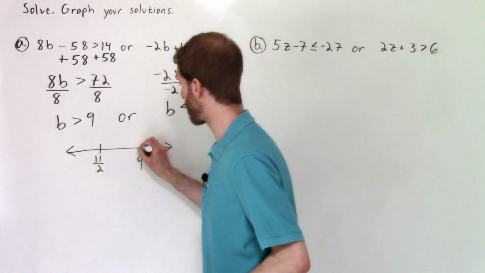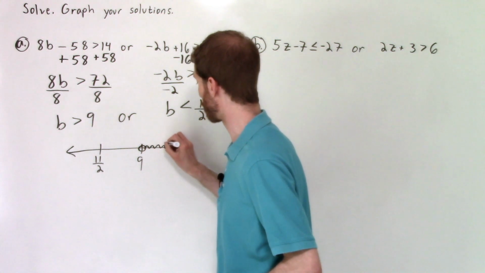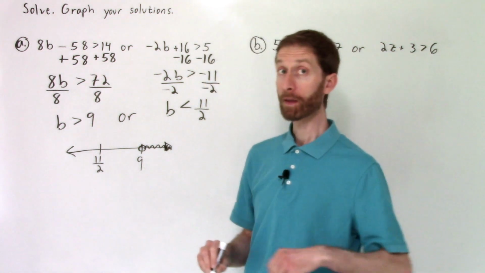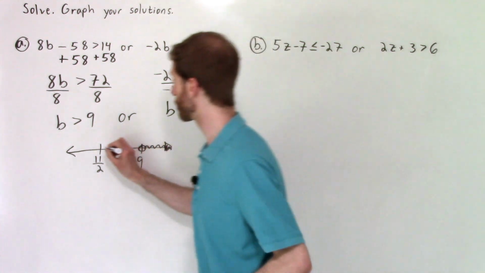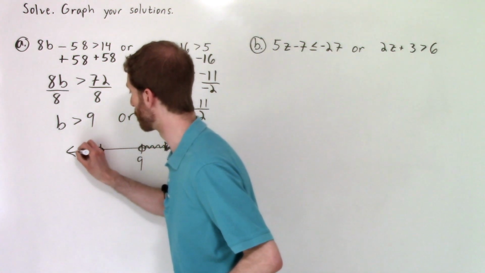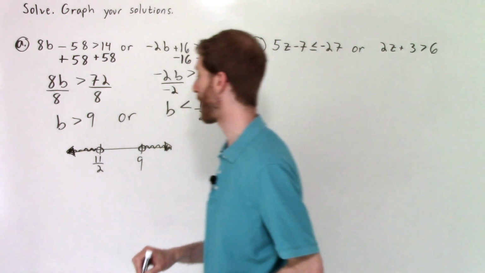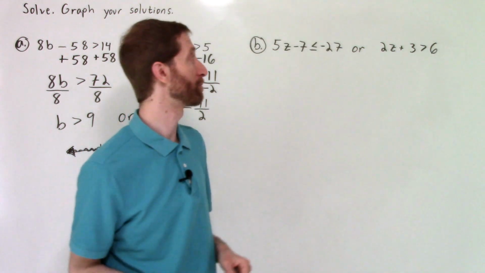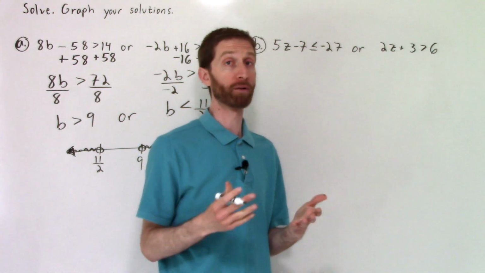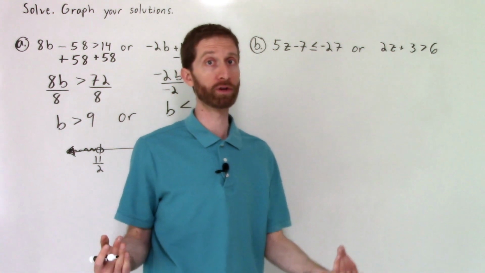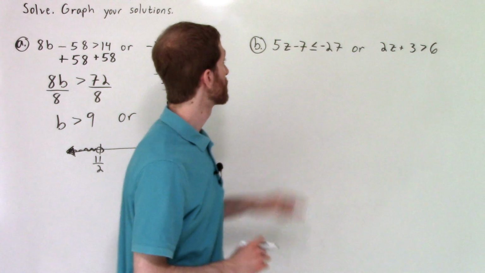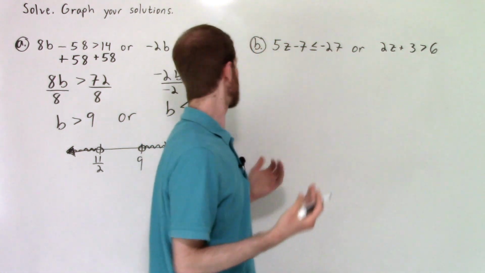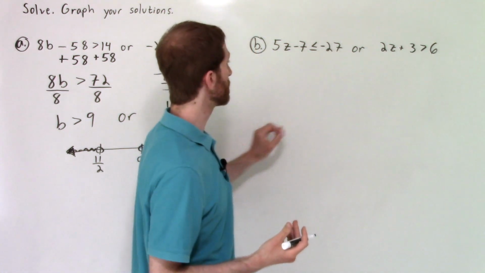b is greater than 9, so an open circle, shaded to the right. Or it is less than 11 halves. Open circle, shaded to the left. Not bad. That's it. Solve them like separate inequalities and rock and roll like you know how. Remember, it's OR, so it's either this one is true or that one is true. They're kept separate.